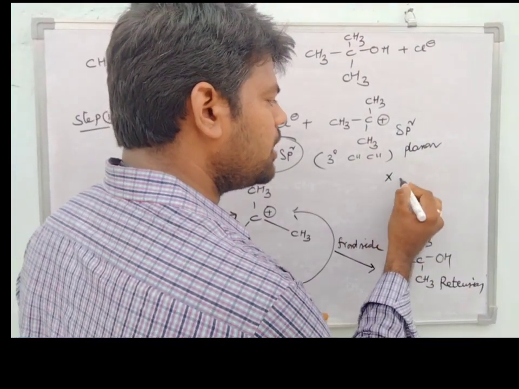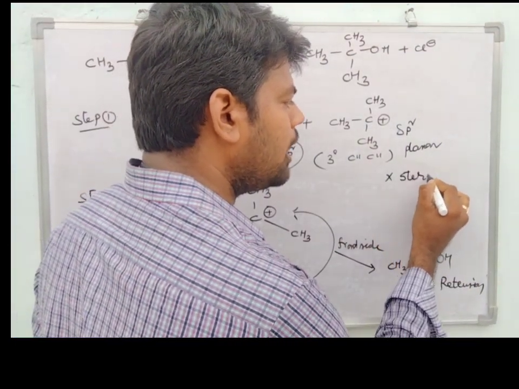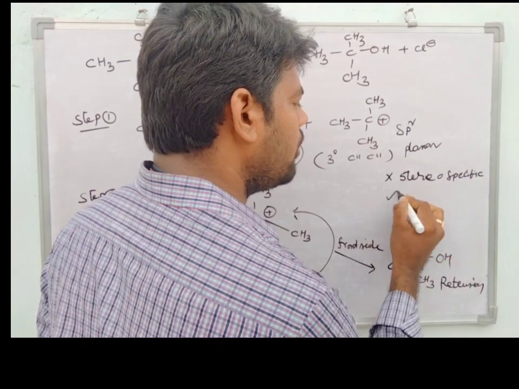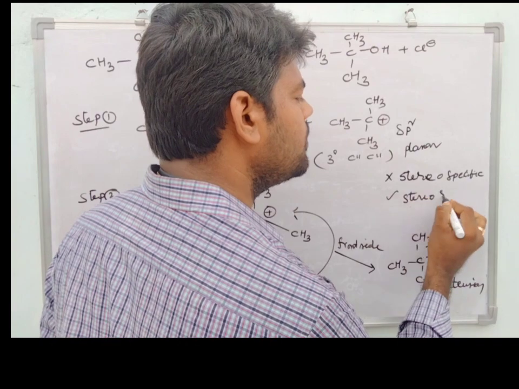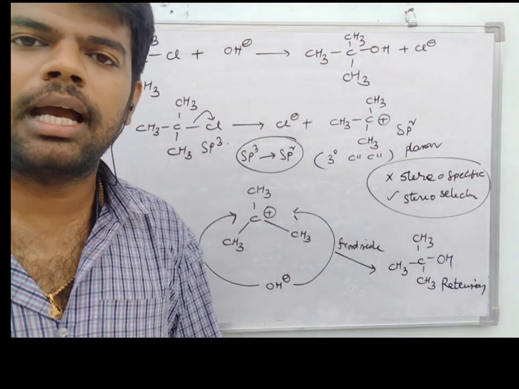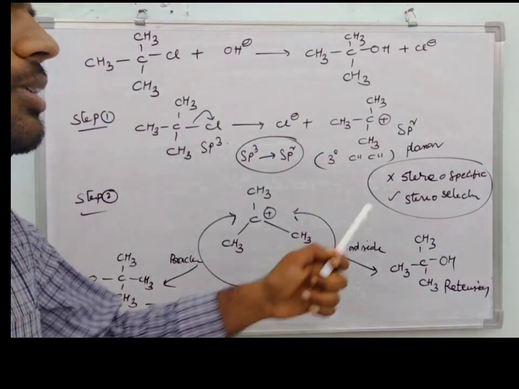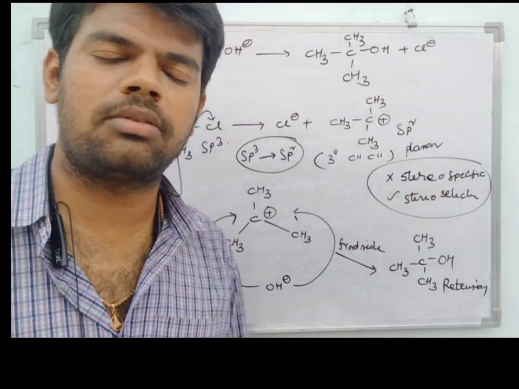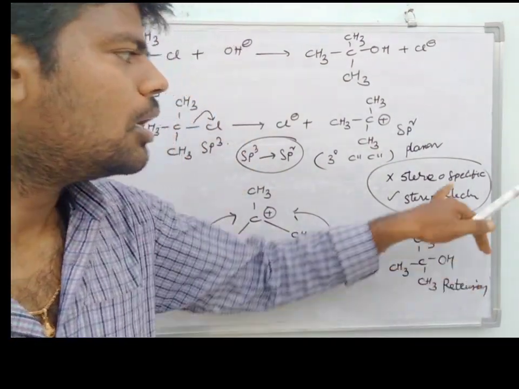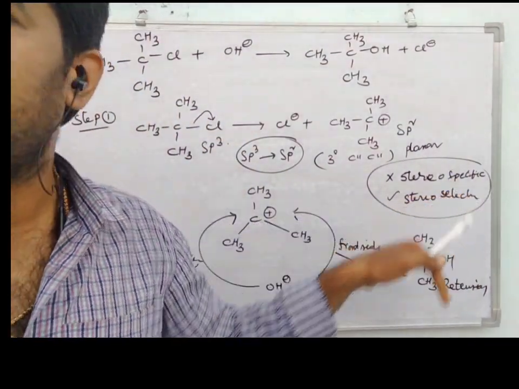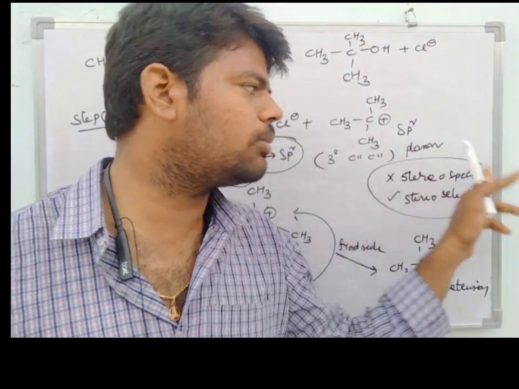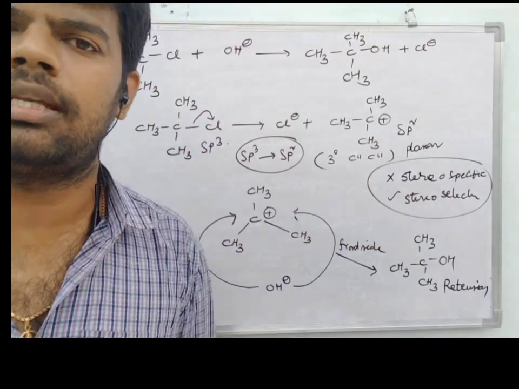Generally, attack is possible from any side. Therefore, it is not stereospecific. It is always stereoselective. This is one of the important topics. The SN1 mechanism is always stereoselective, not stereospecific. Stereospecific means the attack is possible only at a specific position. But in SN1, any side is possible. Therefore, it is not stereospecific, it is only stereoselective.